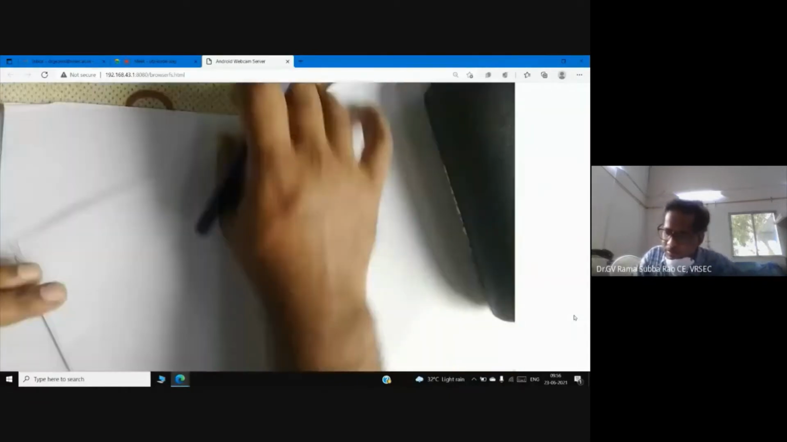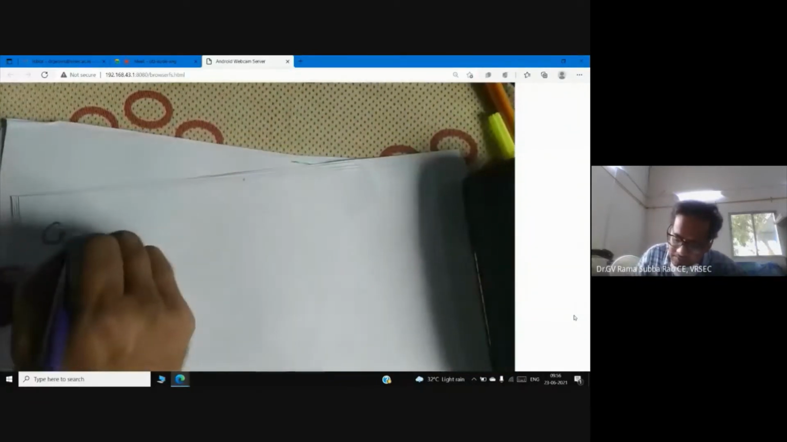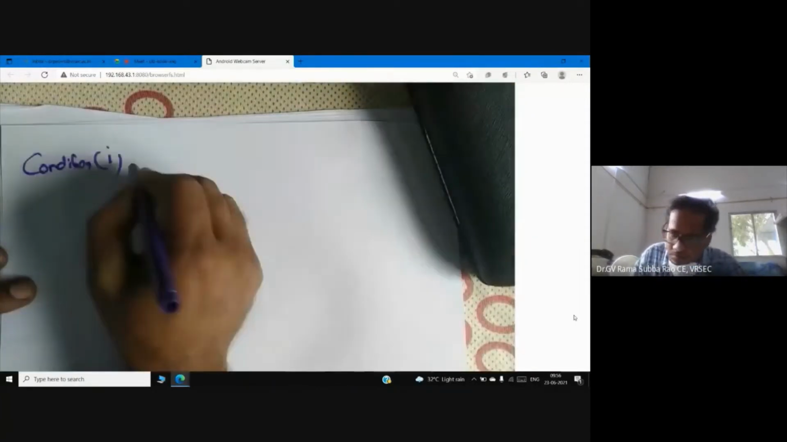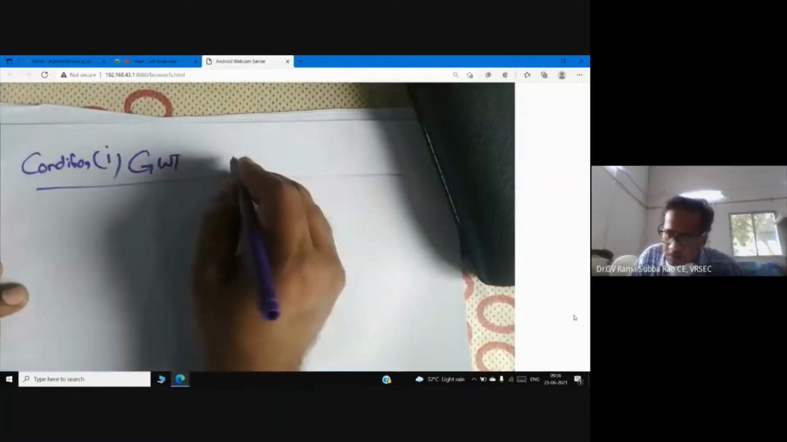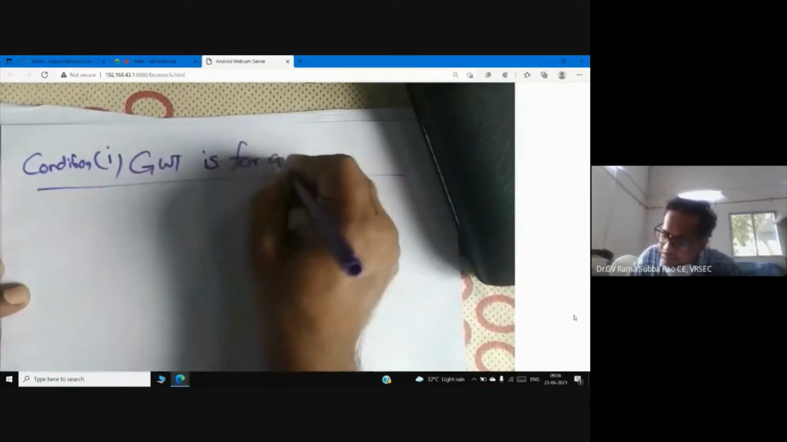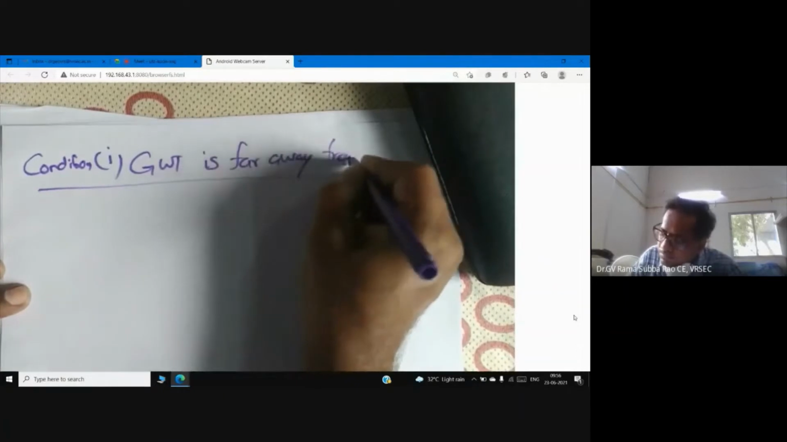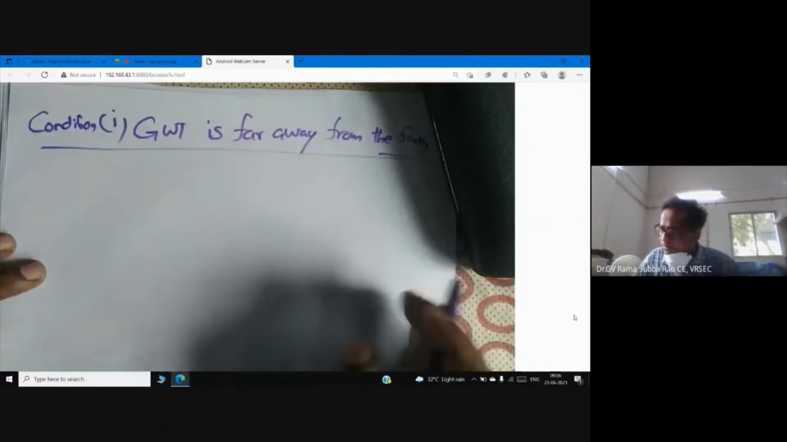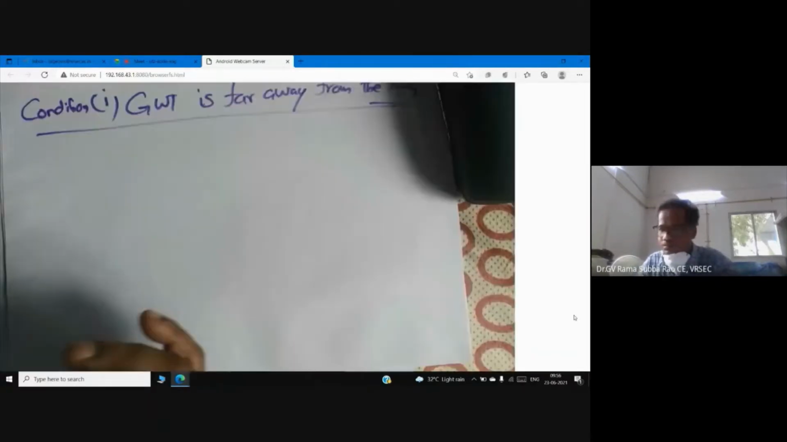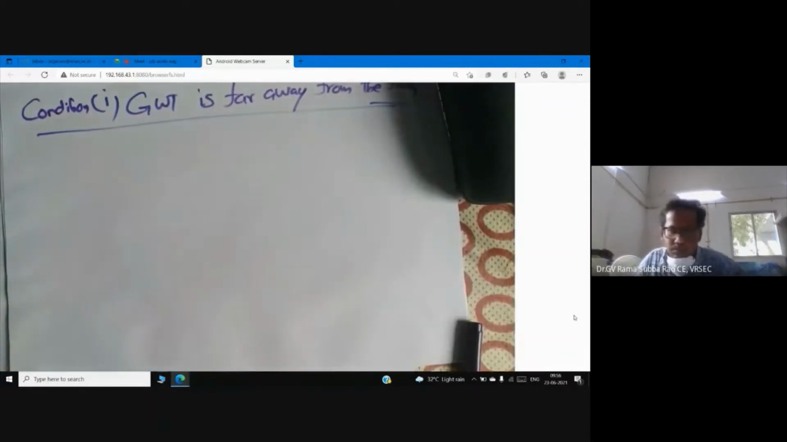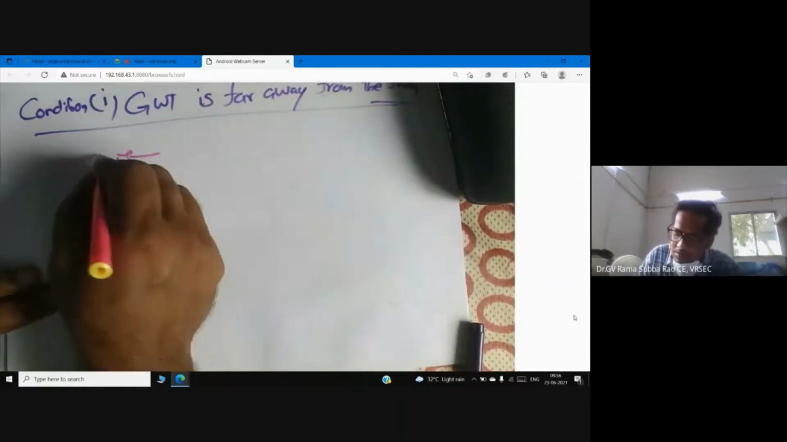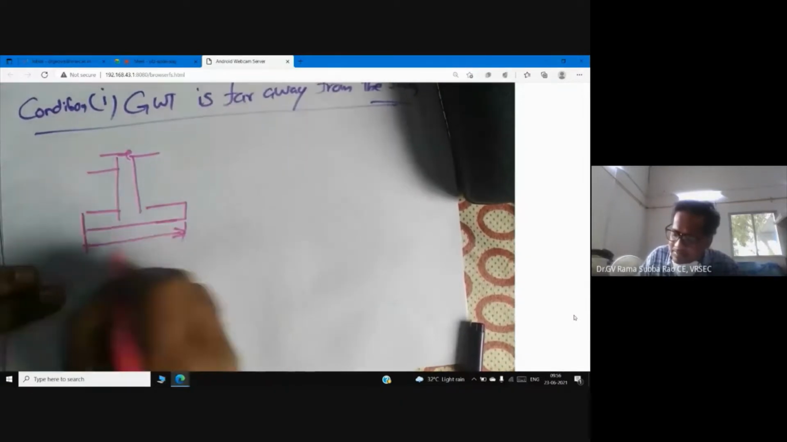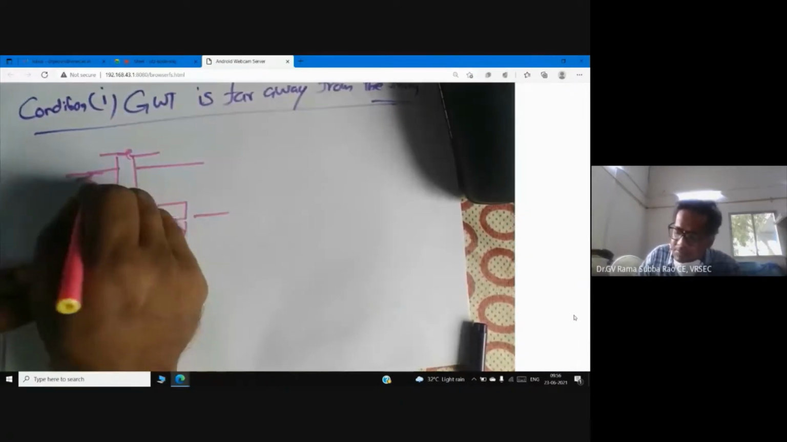Just tell me, first condition. Groundwater table is far away from the footing. That means, let us say now, this is my footing, and this is the width of the foundation, and this is the depth of the foundation.